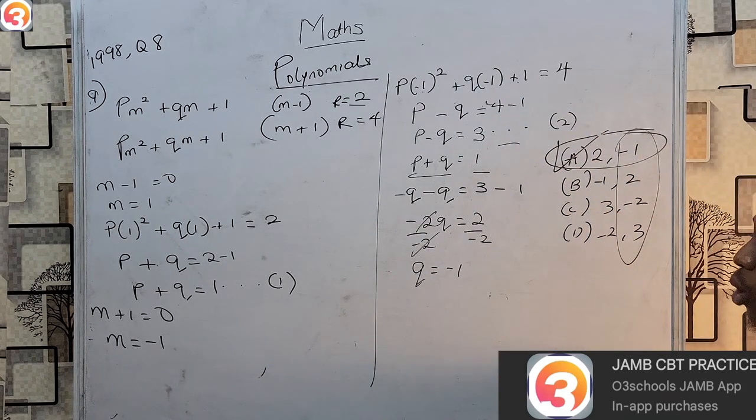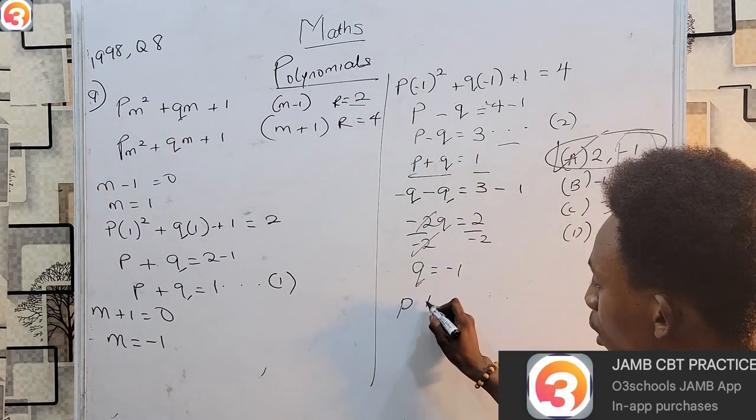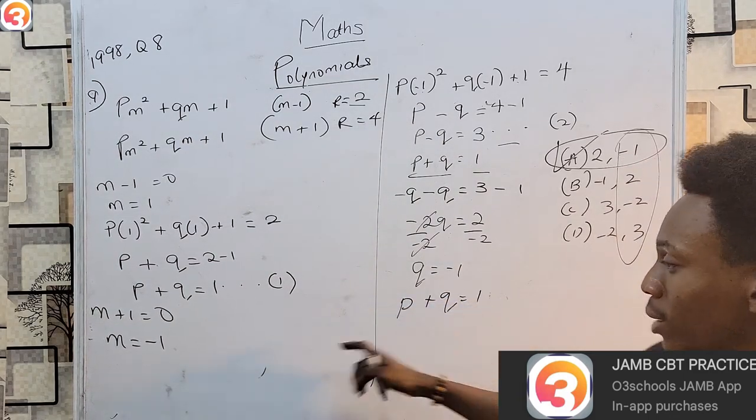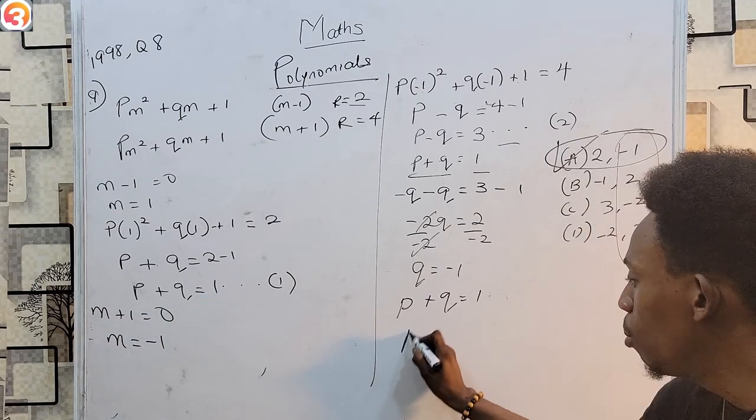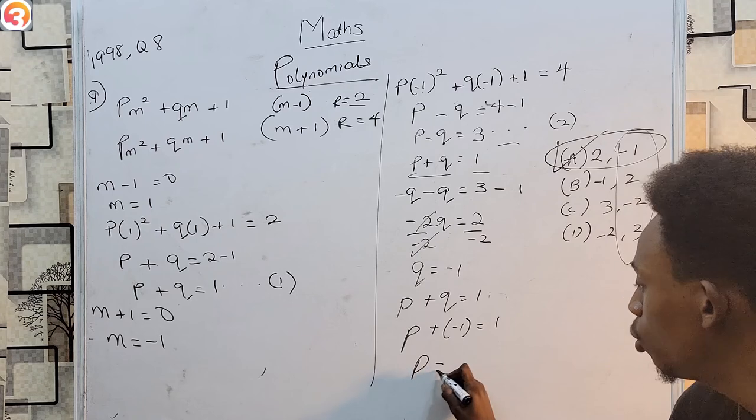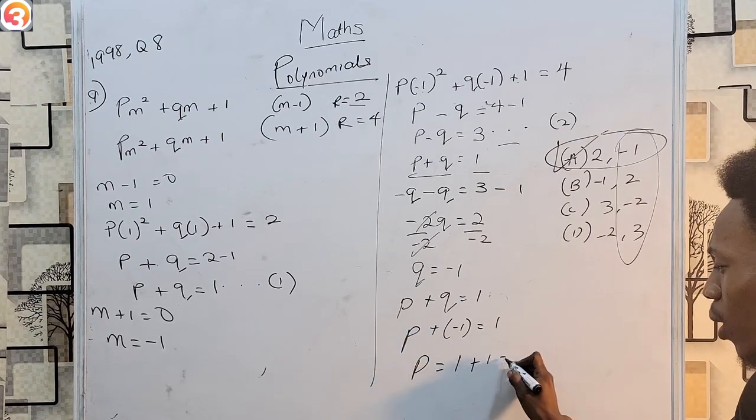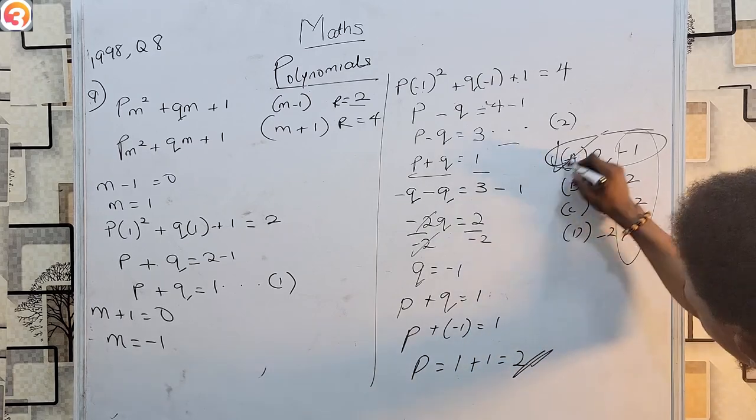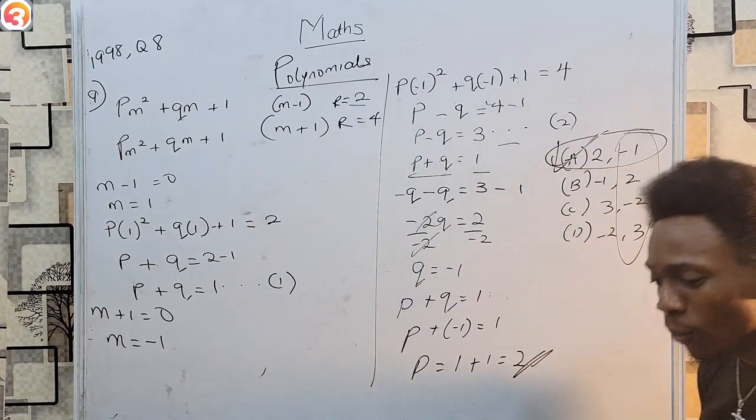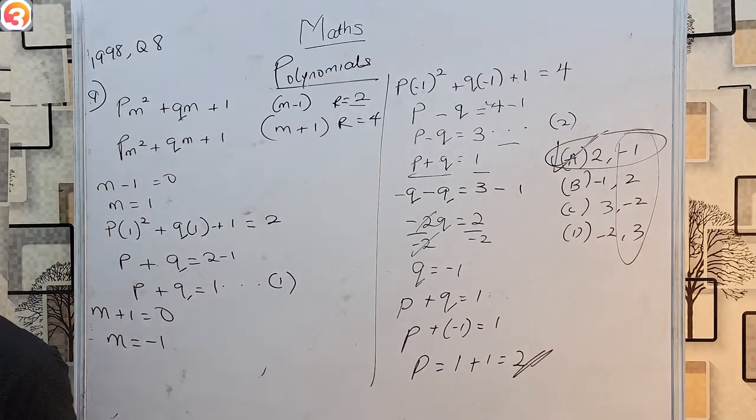That's just the idea. You don't have to stress yourself. Because even if you continue now, you can say p plus q equals 1, like equation 1 says, but q is minus 1. So that will be p plus minus 1 equals 1. Take this minus 1 to the right. Plus 1. That's what? 2. Still the same answer.